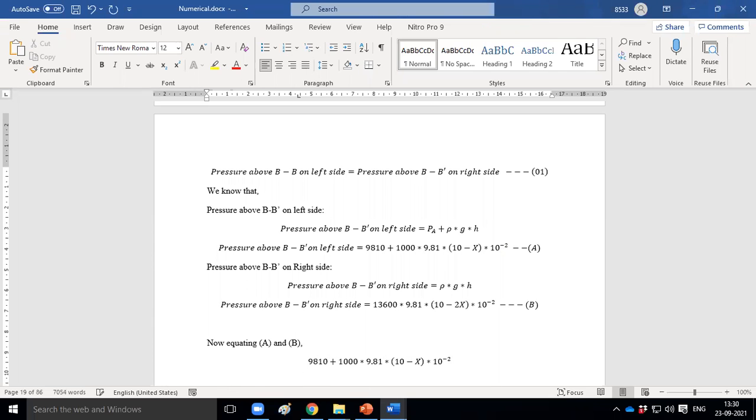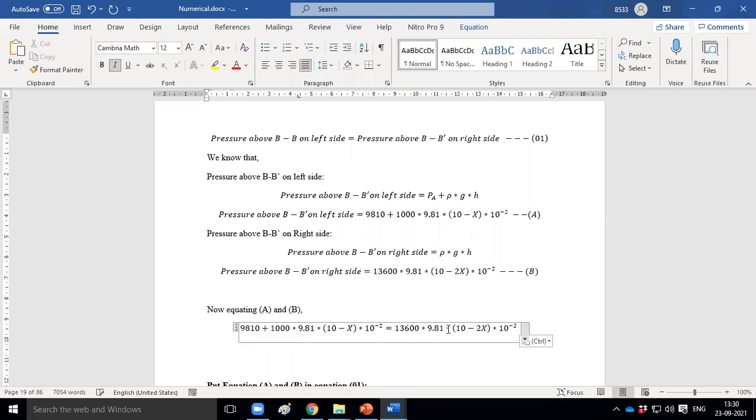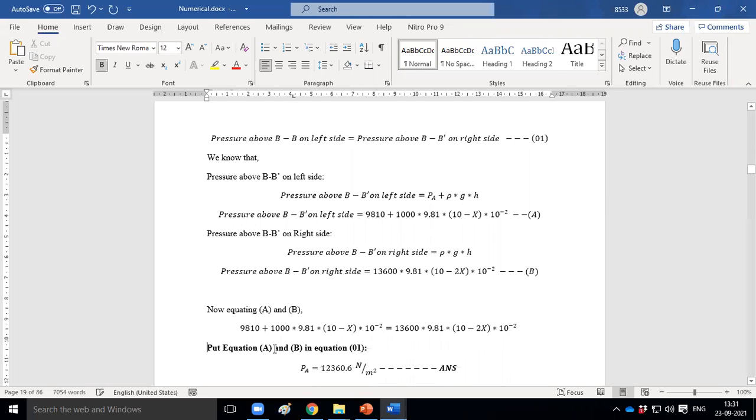Is this equation visible? Just tell me. Yes, sir. So 9810 plus 1000 into 9.81 into 10 minus x into 10 to the power minus 2. We can simplify this one. Okay, and tell me what will be the value of x.